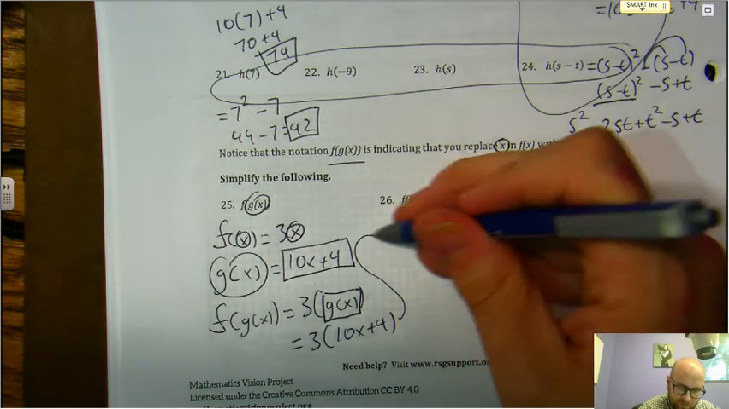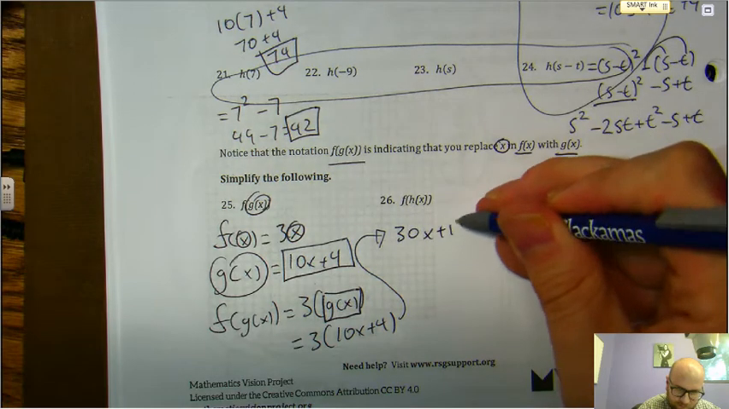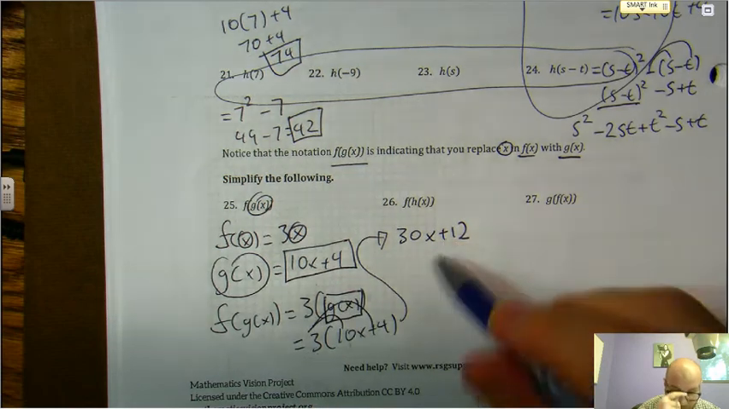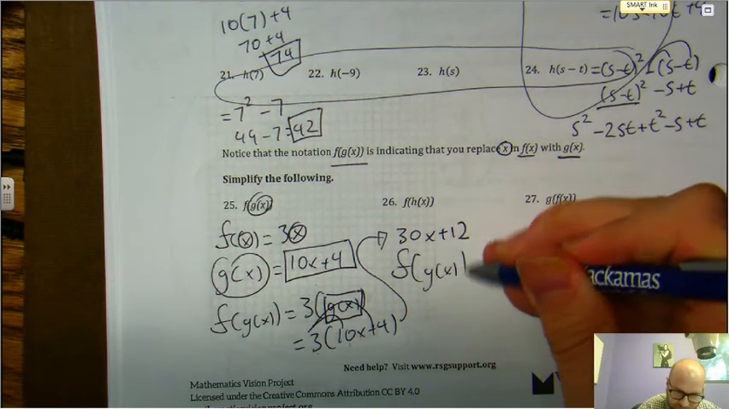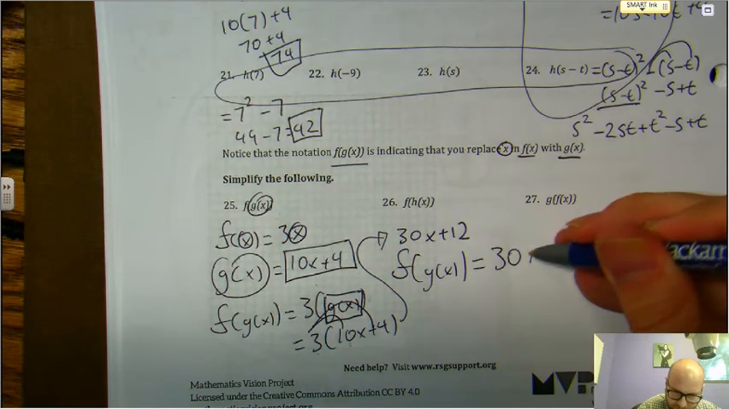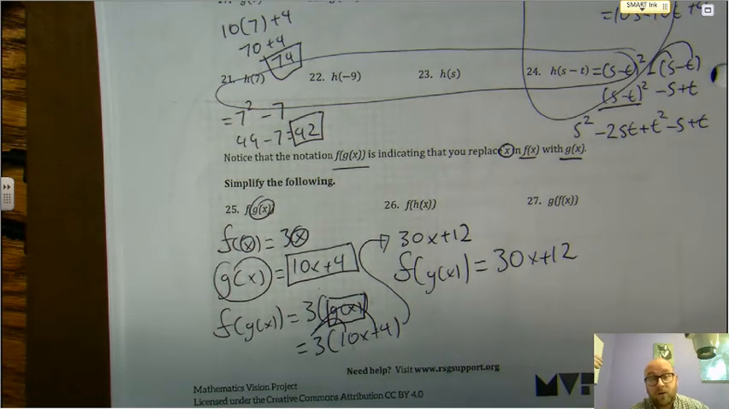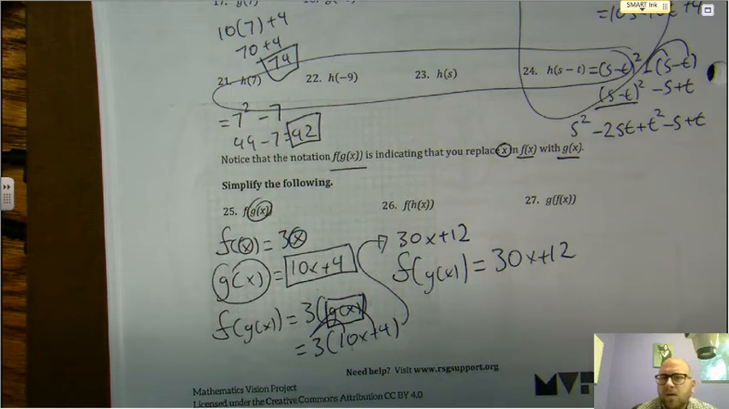I'll just do it right up here. This becomes 30x plus 12, right? 3 times 10 is 30. 3 times 4 is 12. So I would say f of g of x is 30x plus 12. We took one function and put it into another function. Sometimes you can kind of hear the way that I say this, f of g of x. Sometimes we might write it a little bit differently.